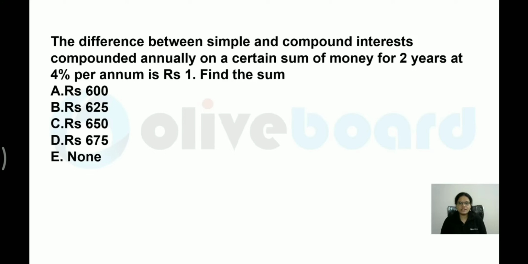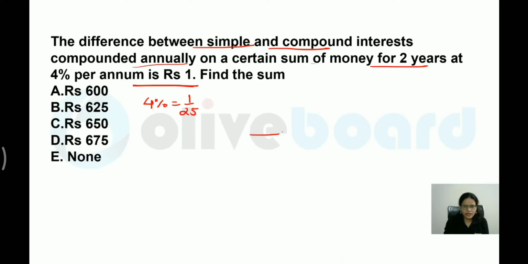Now the same question I have taken with different values so that the concept will become more clear. The question is again for 2 years only: the difference between simple interest and compound interest when compounded annually. Now they are asking you for 2 years and the difference is given to you as 1. So what is 4% over here? 4% is 1 by 25.